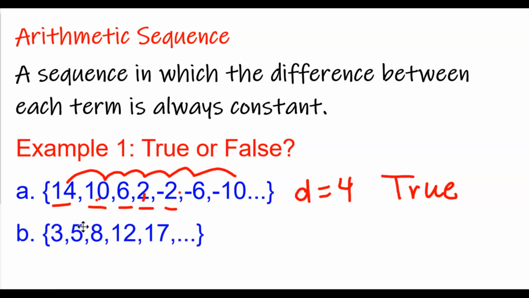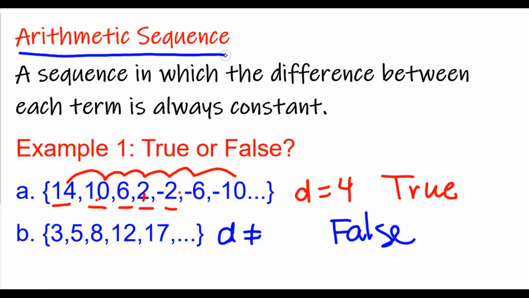Here's another example. The difference between 3 and 5 is 2, between 5 and 8 is 3, between 8 and 12 is 4, between 12 and 17 is 5. Now, there is a pattern there, but because the difference between each term isn't the same, it's not constant, then this is not an arithmetic sequence. So this is false. Pretty simple. So once again, an arithmetic sequence is a sequence in which there is a constant difference between each term.